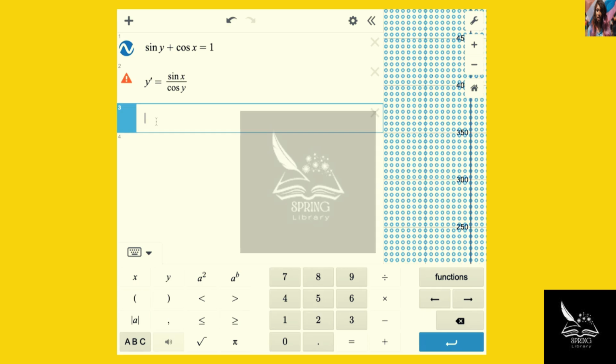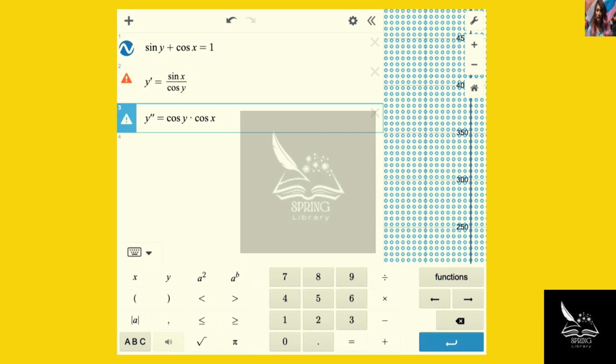Then we want to find y double prime, so we'll take the derivative of that right there. When we do that, we see that we will use the quotient rule. So y double prime is going to be equal to the low times the derivative of the high. So the denominator times the derivative, so cosine y times the derivative of the numerator. The derivative of the numerator is going to be the cosine of x.